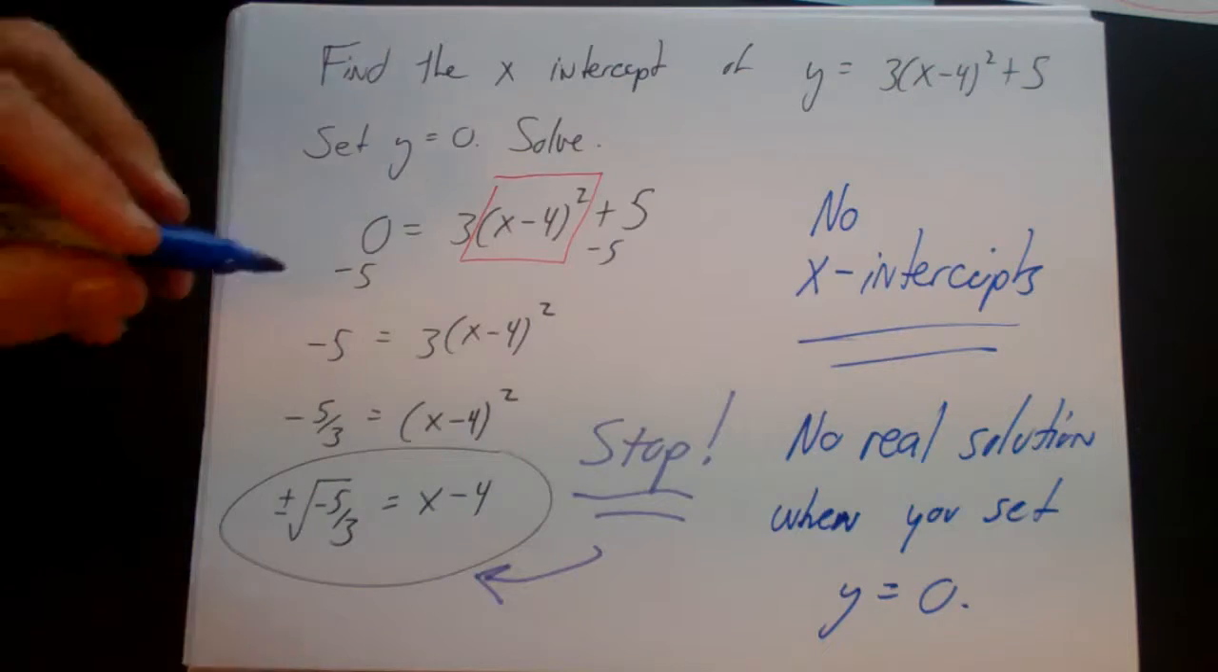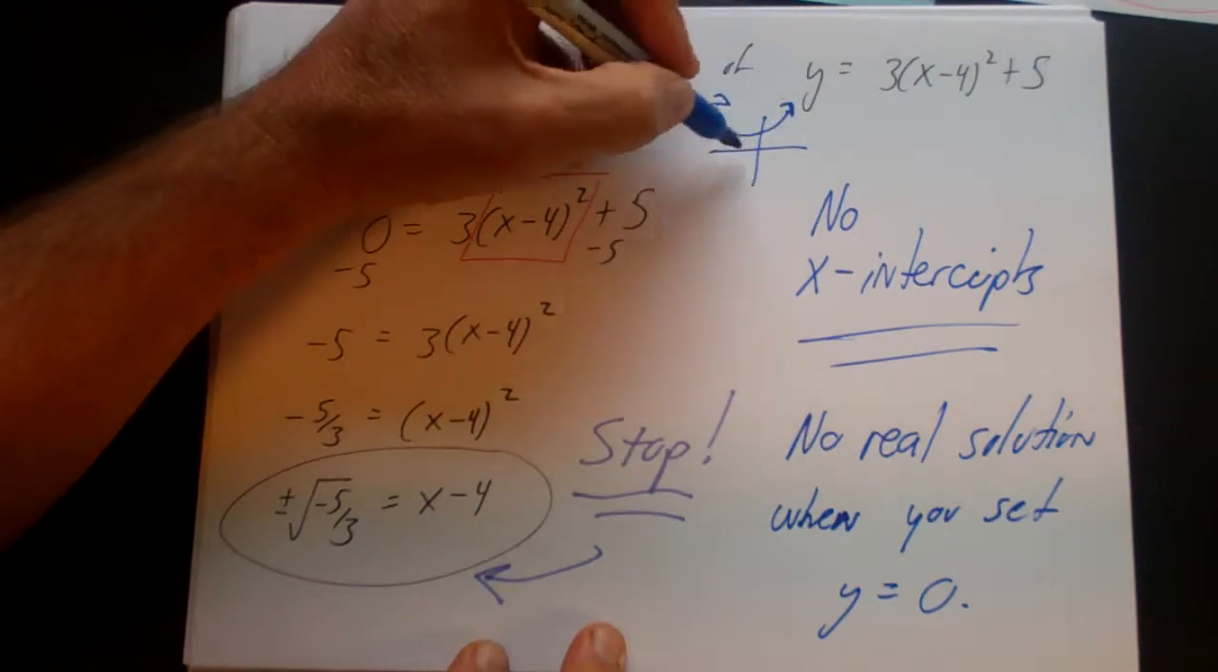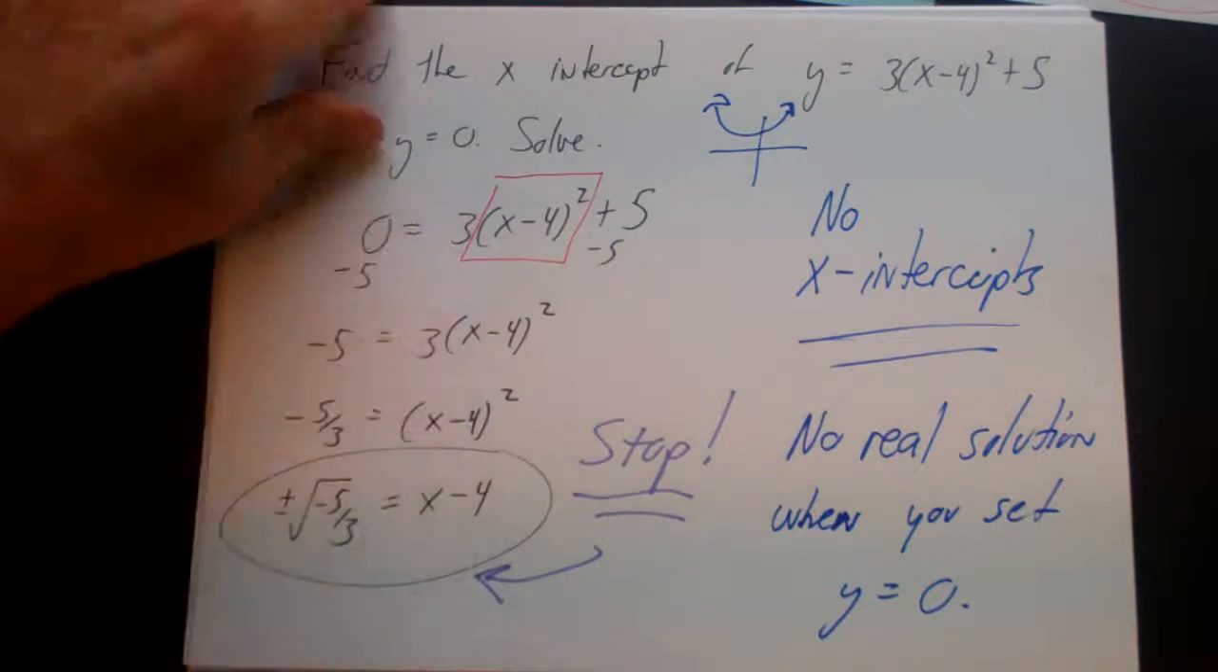Think about what that might look like. You just have a parabola. It may be up here. It may never cross the x-axis. Anyway, that's how you solve for x-intercepts.